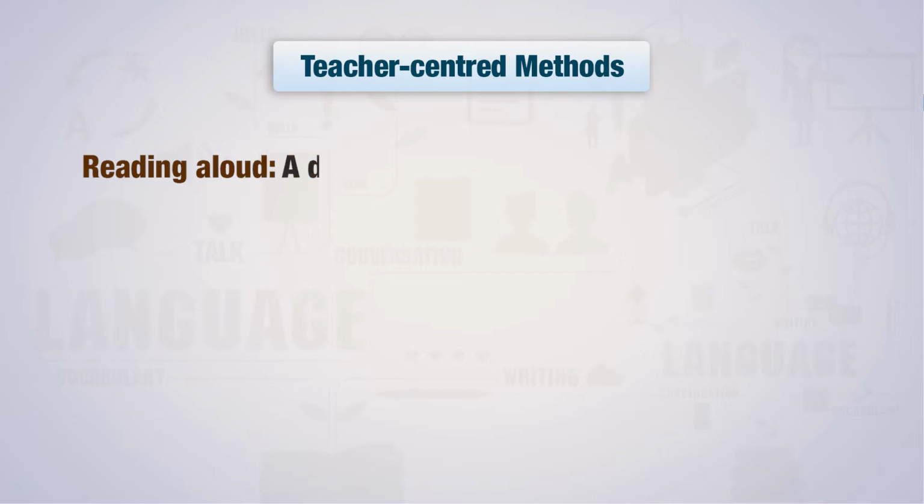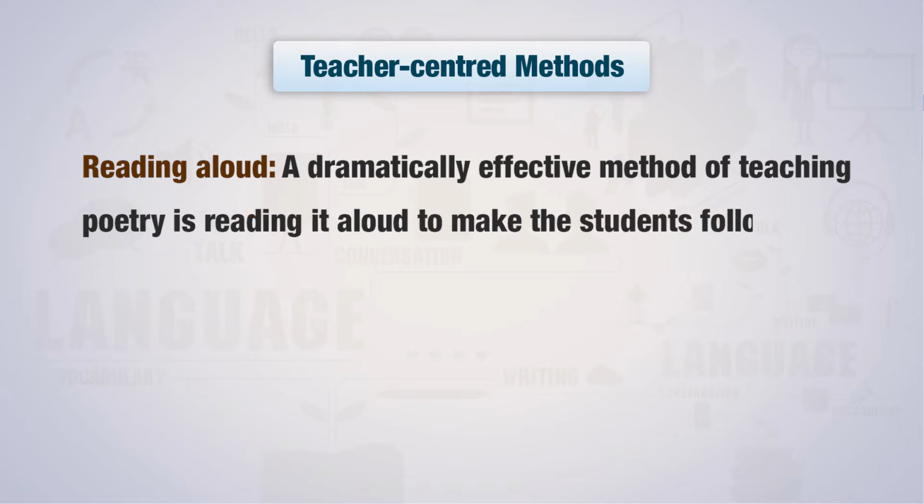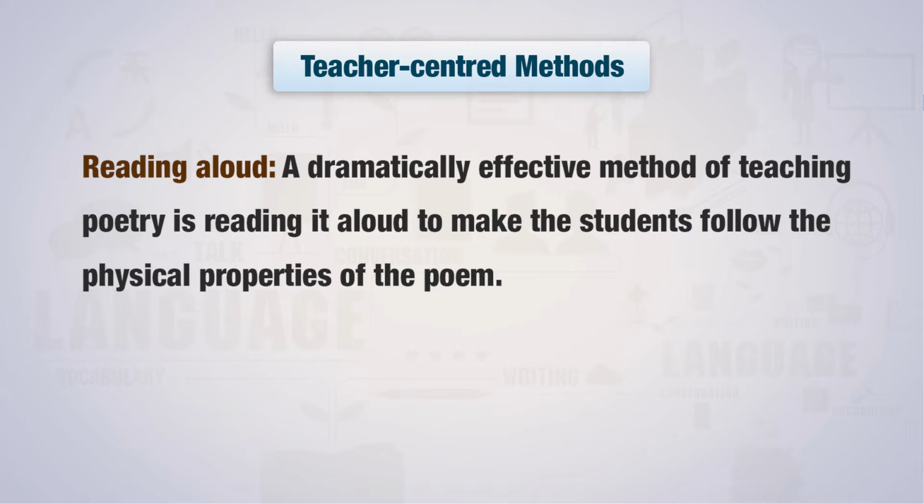For example, reading aloud. This is a dramatically effective method of teaching poetry because the students follow not just the physical properties of the poem, they can also monitor the pace with which they encounter the words. This method makes the students follow attentively only if the teacher reads clearly, loudly, and correctly. And this method oscillates between reading and hearing.